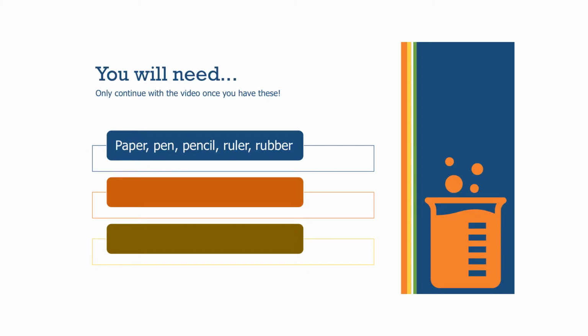Quick reminder of what you're going to need today. As ever, you will need a piece of paper, a pen, a pencil, ruler, and rubber. You will ideally need a scientific calculator, although a phone calculator will do if it absolutely has to. And of course, you need to bring along your thinking brain. So hopefully you've got all those and you're ready to move on with the rest of the video.